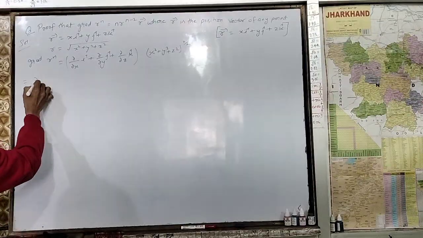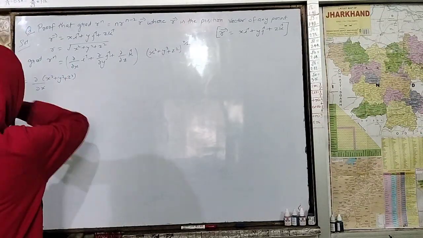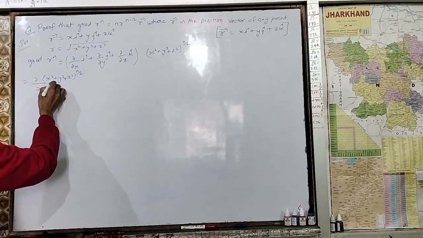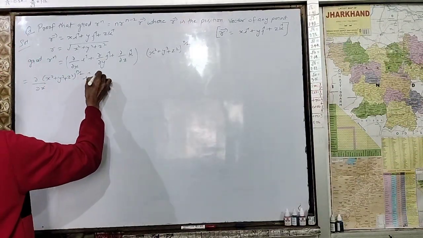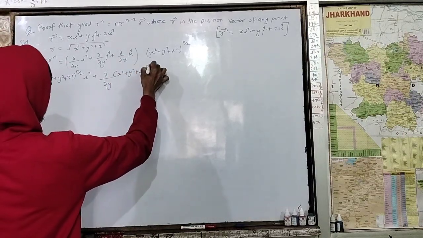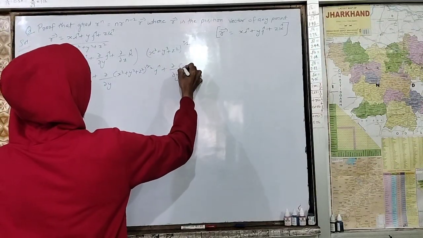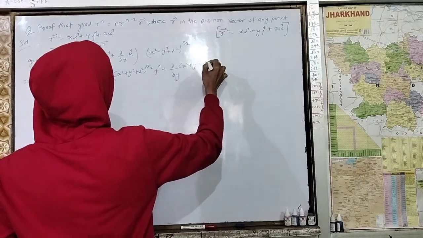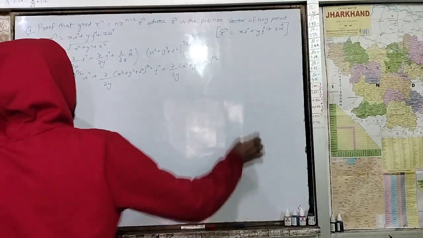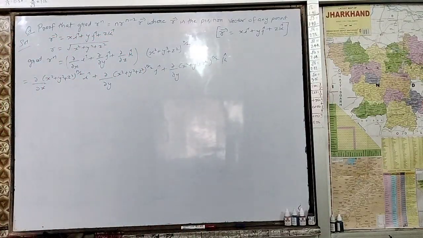So this will become d upon dx of (x square plus y square plus z square) raised to power n by 2, this is along i cap, plus d upon dy of (x square plus y square plus z square) raised to power n by 2, this is along j cap, plus d upon dz of (x square plus y square plus z square) raised to power n by 2, this is along k cap. Got it.